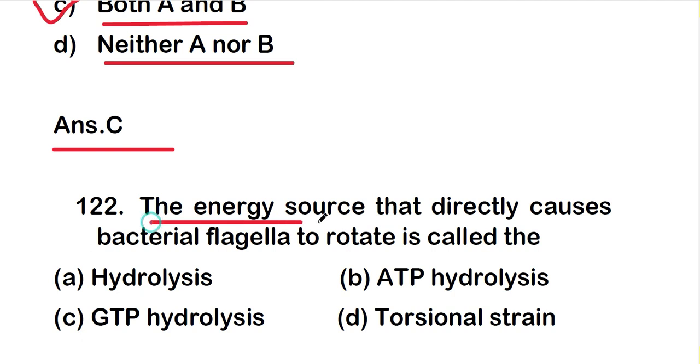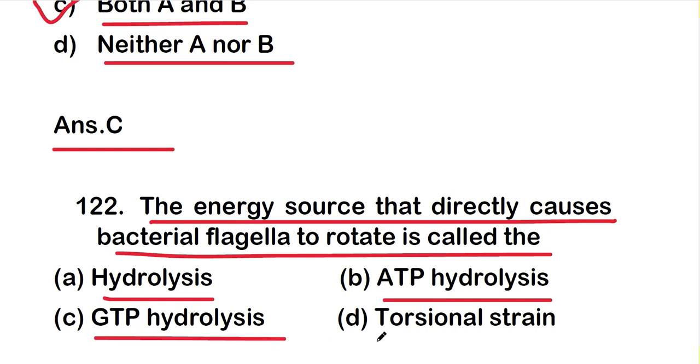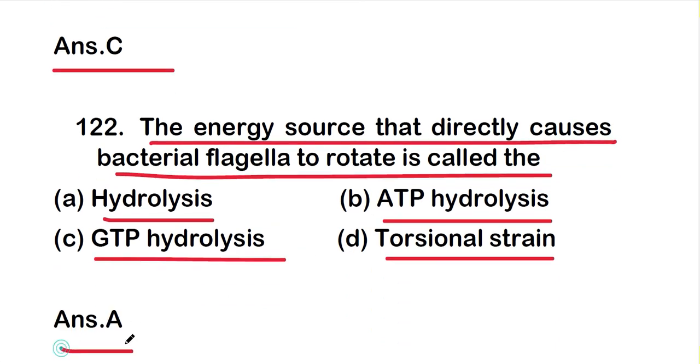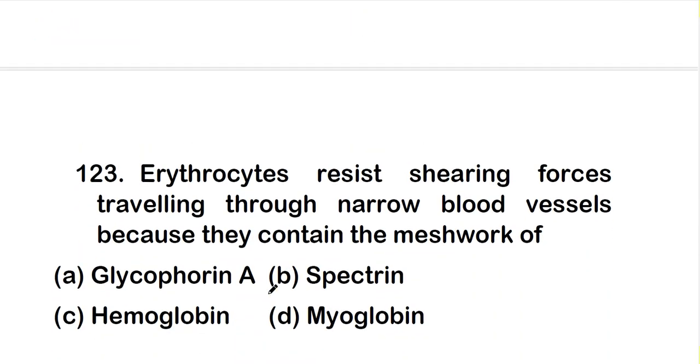That is, the energy source that directly causes bacterial flagella to rotate is called the option A hydrolysis, option B ATP hydrolysis, option C GTP hydrolysis, option D torsional strain, and the right answer is option A, that is hydrolysis. So the energy source that directly causes bacterial flagella to rotate is called hydrolysis or H plus ion hydrolysis. So let's move on to the next question, that is question number 123.